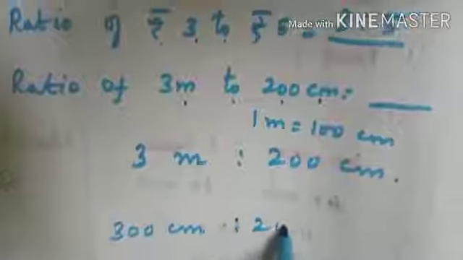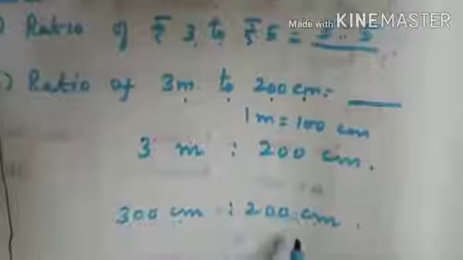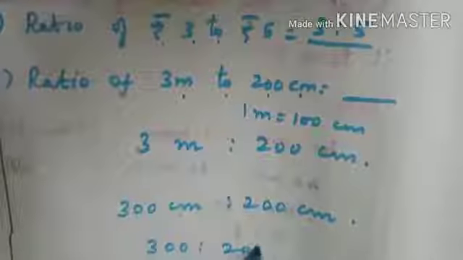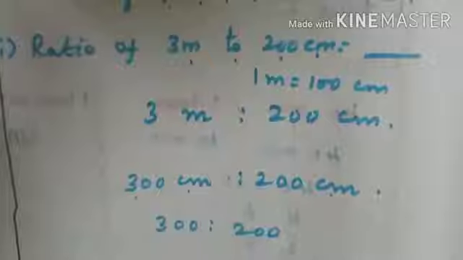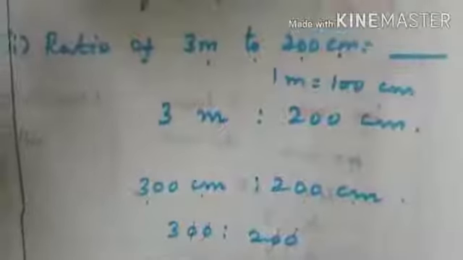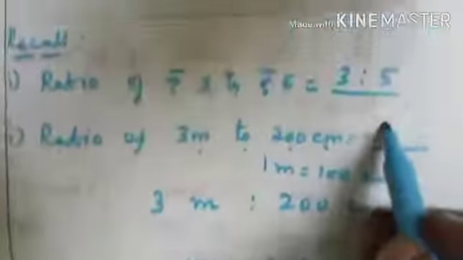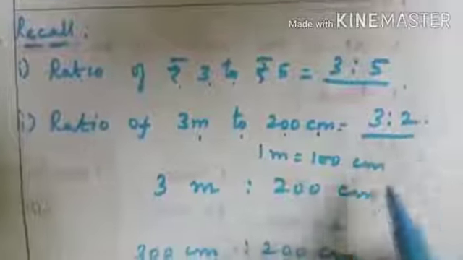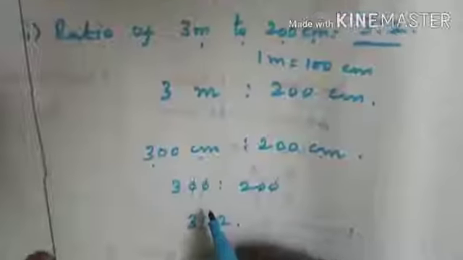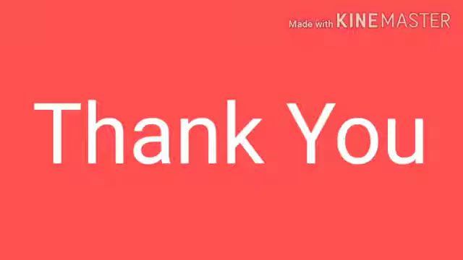Therefore 300 centimeter. 3 into 100, 300. Therefore 300 centimeter to 200 centimeter. Now we get the same quantities. Therefore 300 is to 200. Now you see here we can strike 1 0 here, 1 0 here. Therefore the answer is 3:2. Now here we can write 3:2. We can strike it in the 100 table, you can strike it in the 10 table, 5 table, etc. The answer is 3:2. Okay students, thank you.